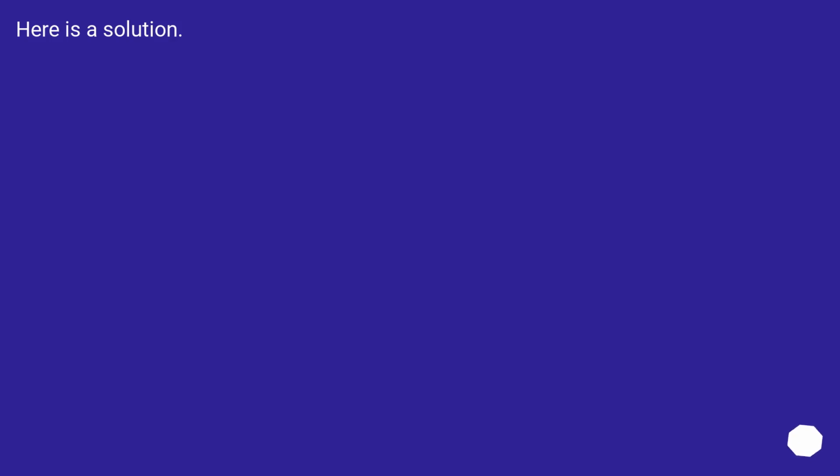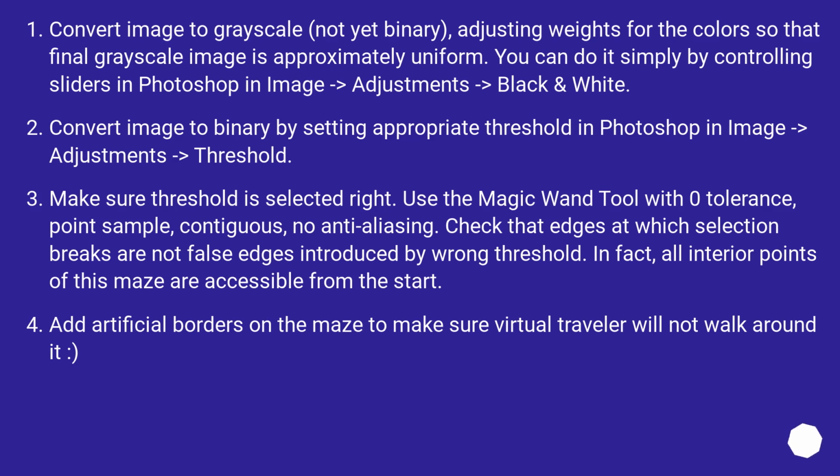Here is a solution. Convert image to grayscale, not yet binary, adjusting weights for the colors so that the final grayscale image is approximately uniform. You can do it simply by controlling sliders in Photoshop, in Image, Adjustments, Black and White. Convert image to binary by setting appropriate threshold in Photoshop, in Image, Adjustments, Threshold.